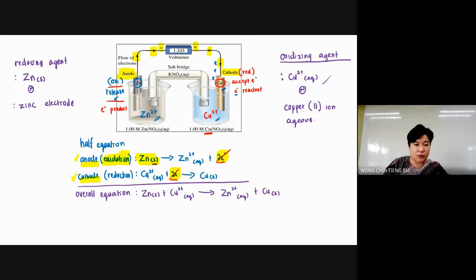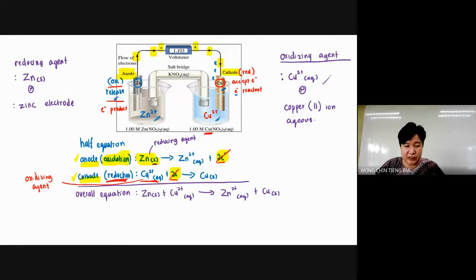Make sure the one that undergo oxidation, this is your reducing agent. Alright, make sure you remember that. And the one that undergo reduction, this one, your copper 2+ will be your oxidizing agent. Ingat yang tu, jangan terbalik. Okay, as simple as that. Benda ni benda asas, benda senang. Okay, benda ni benda senang, tak ada isu.